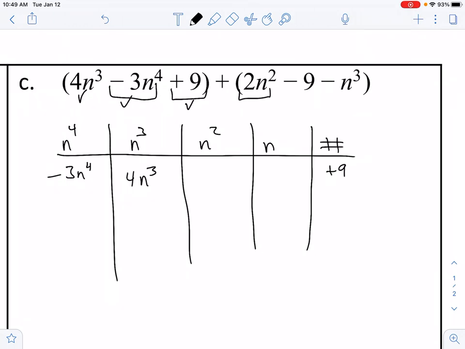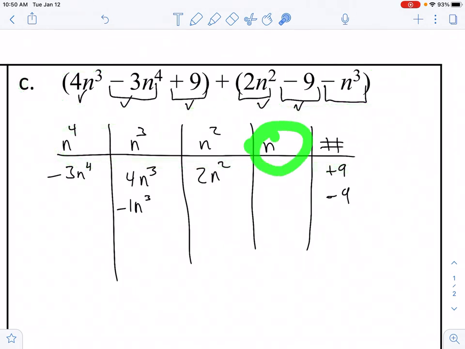2n to the 2nd goes in my n to the 2nd category. Negative 9 is just a regular number, so I'm going to put a negative 9 here. And negative n to the 3rd is going to go here. Negative n to the 3rd. And if we don't have a number next to it, we know it's just a 1. So now I put every term in its category. I didn't have any regular n's here. I didn't have anything to put in that category, but I listed it because I wanted to go in order. 4, 3, 2, 1, numbers.